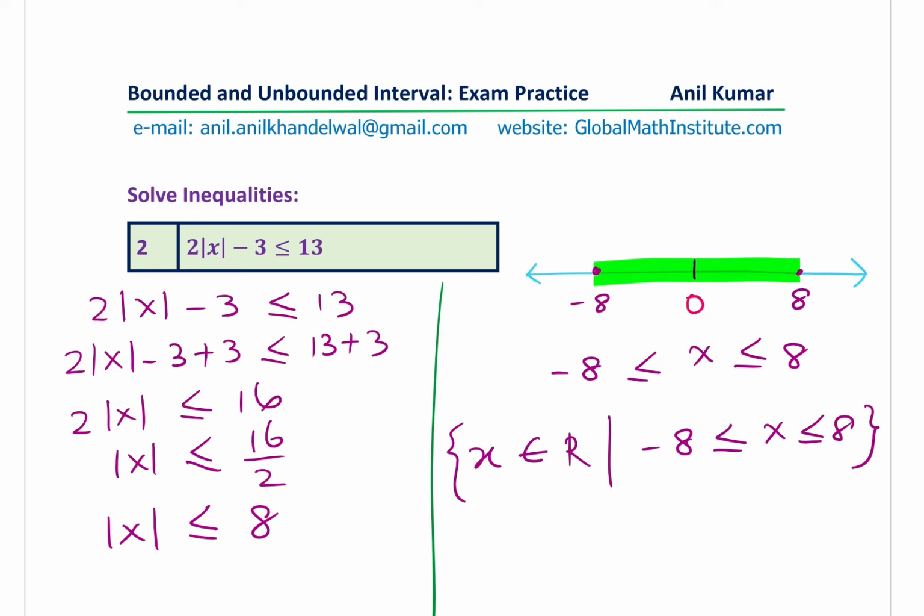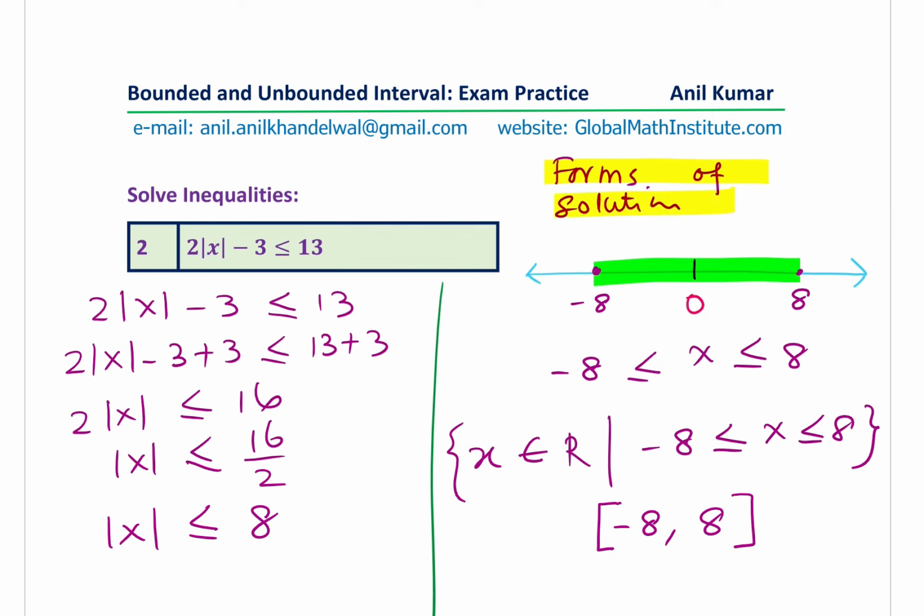Or in the bracket form, it could be written as minus 8 to plus 8. Is that clear to you? So those are all the forms of solution. Correct? I'm giving you all forms of solutions so that in the test you could write whatever is really required. Perfect. So I hope you've understood how to write the solution for an absolute function.